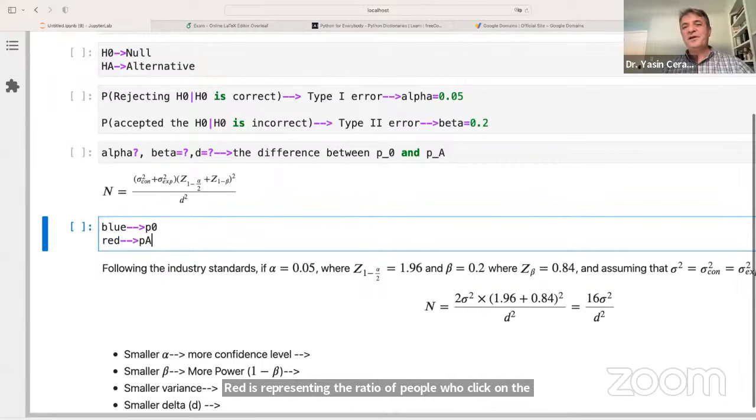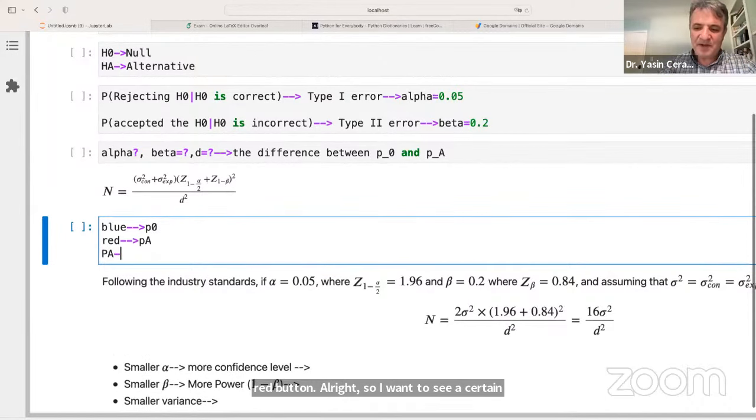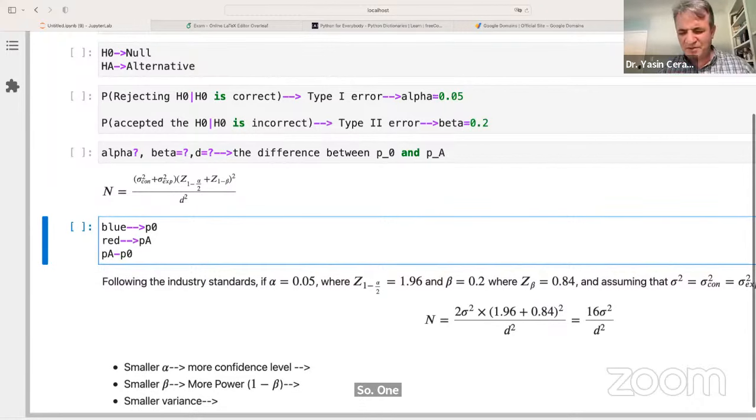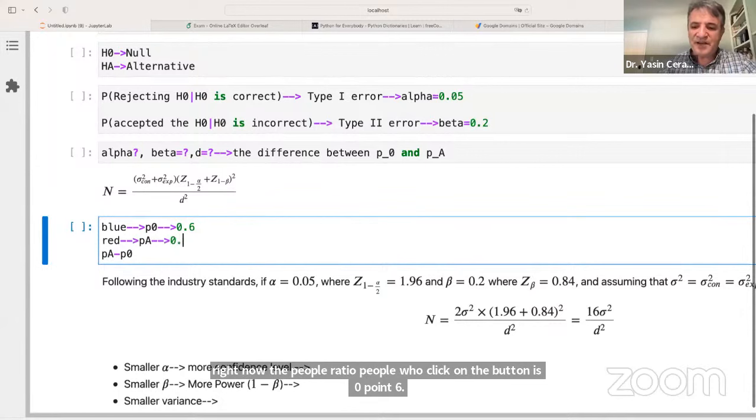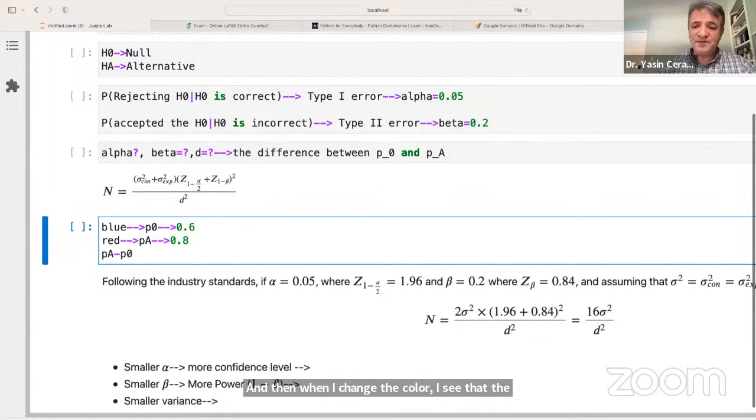All right. So I want to see a certain distance between PA and P0, PA minus P0. So D is small, right? That means I'm going to make a business decision here. I'm just trying to see if I should change the color from blue to red. When am I going to make that change? If I see that it is worth making that change, that means if I change from blue to red, I see an increase. Let's say right now, the ratio of people who clicked on the button is 0.6. And then when I change the color, I see that the ratio increases to 0.8. So the difference is 0.2.